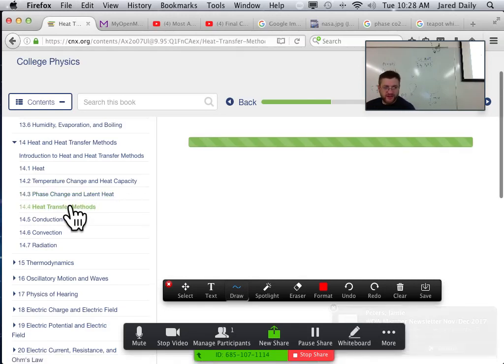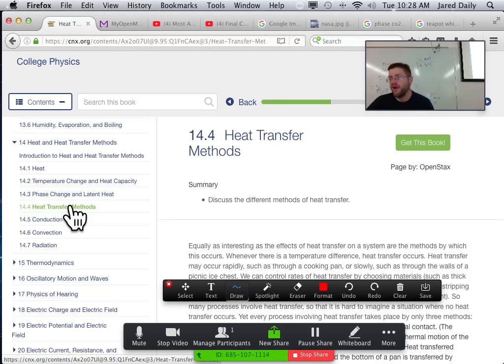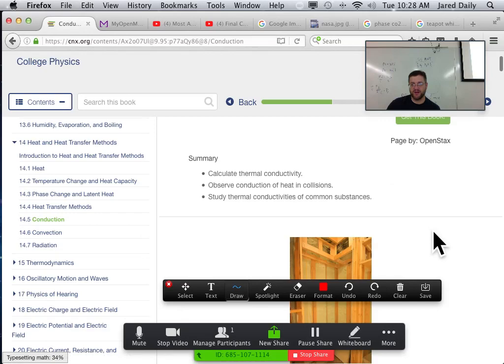Heat transfer methods. How does heat go from one thing to another? Well, there's three ways. By touch, we call that conduction. By movement of fluid or liquid or air, that's what we call convection. And by radiation. There is no mathematics that we can do associated with convection. Convection does have mathematics, but it's extremely difficult mathematics. Conduction is actually fairly easy. That's the one that we'll talk about. That's one of the two that we'll talk about.